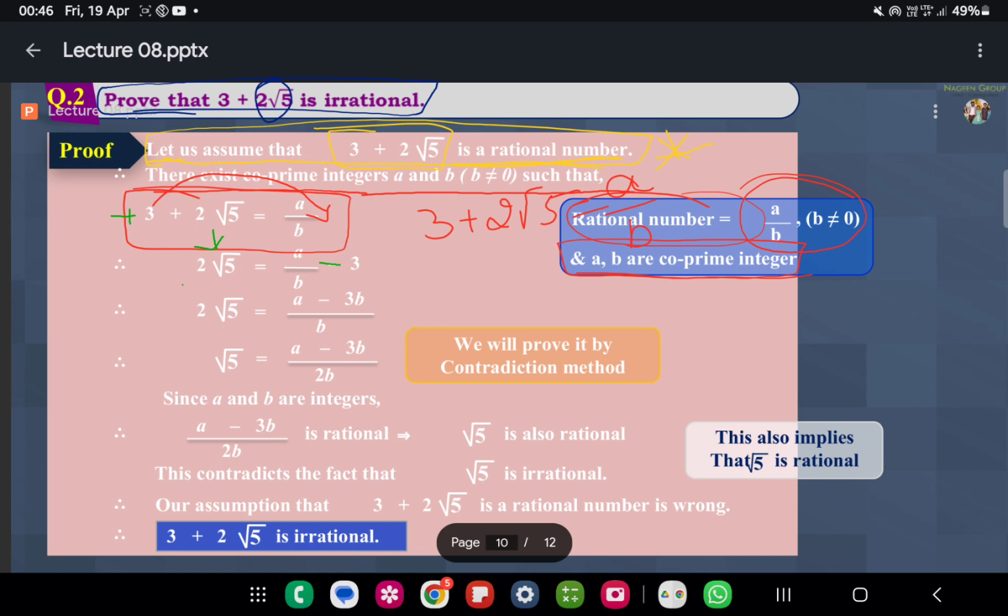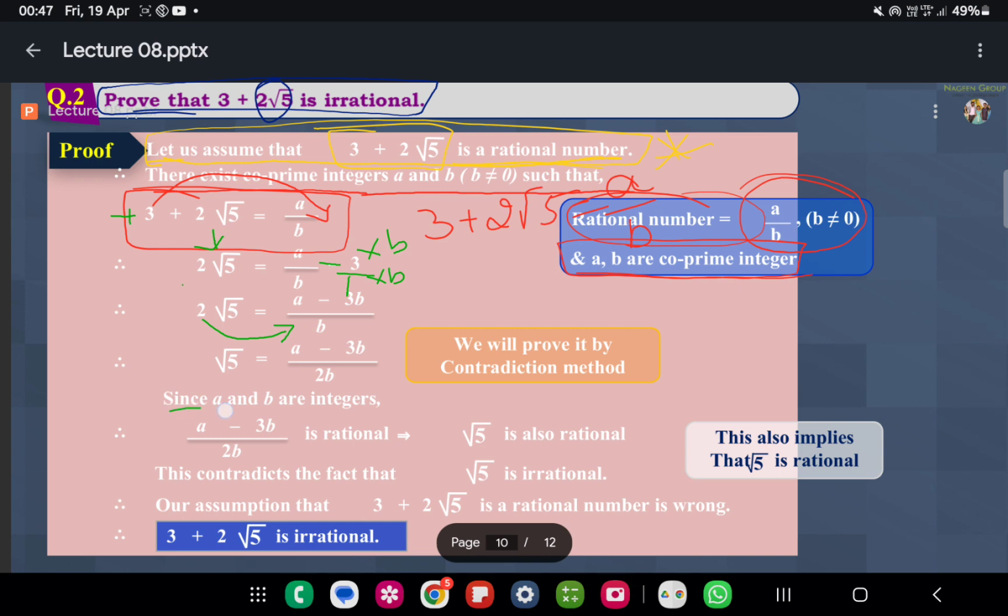So 2 root 5 equals, take the LCM. Here nothing is there, meaning 1, so b is the LCM. Multiply by b here, and here also multiply by b. So you will get a minus 3b, all divided by b. In the numerator a minus 3b will be there, in the denominator b. Then shift this 2 from the left hand side to the right hand side, and it is multiplied with b. Root 5 equals a minus 3b divided by 2b.